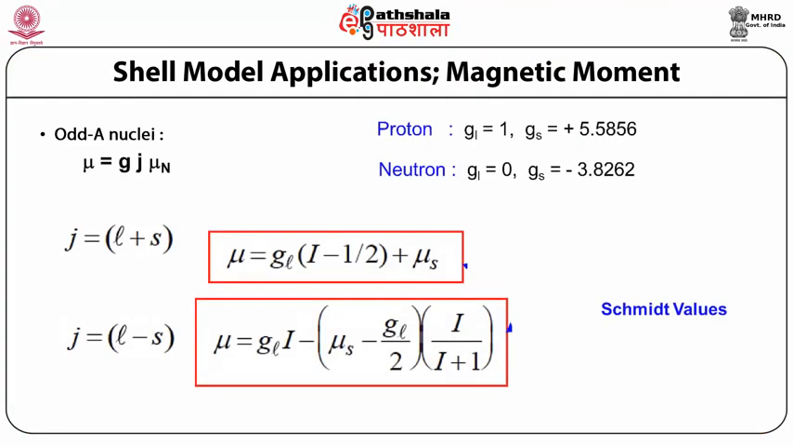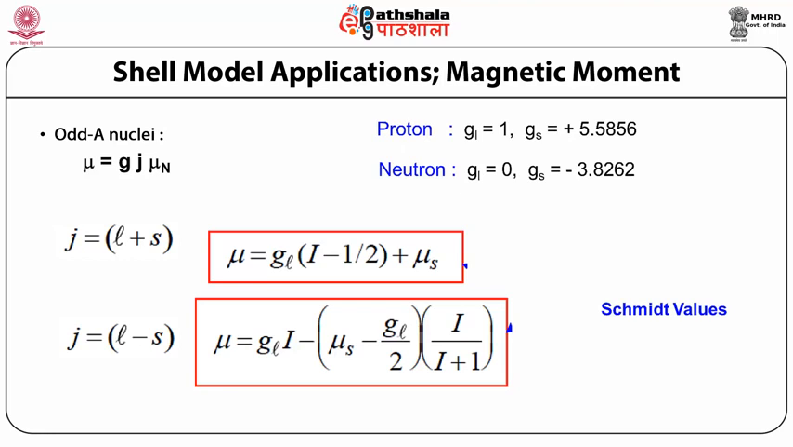For odd-odd nuclei, the magnetic moment is the vector sum of the magnetic moments due to the odd proton and the odd neutron. That is, μ = μ_p + μ_n. Shell model applications: magnetic moment. In this slide, the application of the shell model is discussed in determining the ground state magnetic moment of nuclei. For odd A nuclei, the magnetic moment is given by μ = g_j μ_N, where g is called the gyromagnetic ratio, j is the spin of the nucleus, and μ_N the nuclear magneton.